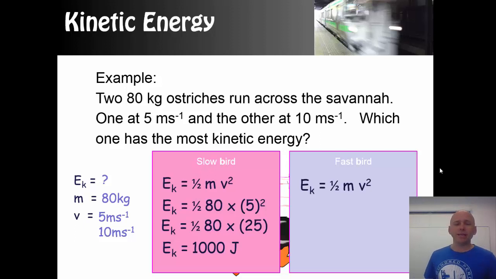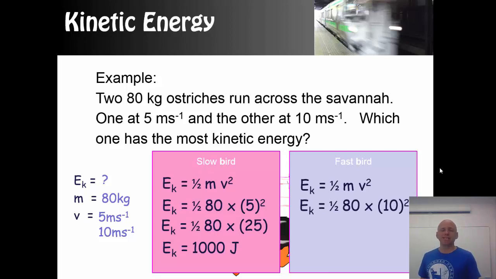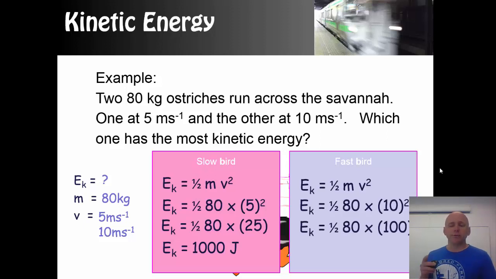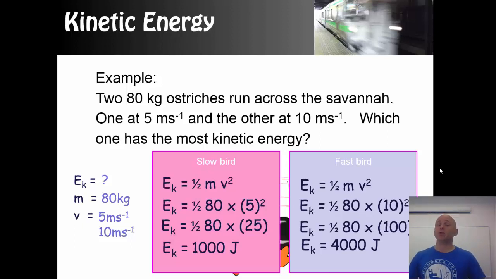We use our formula, EK equals 1/2 mv squared. Put in our numbers, and you can see we've got 10 meters per second in there, and we're squaring it. So that's 100. EK equals 1/2 times 80 times 100, and you can see 4,000 joules. That's not twice as much as the slow bird has, but 4 times the kinetic energy of the slow bird. So if you double the speed, you quadruple the kinetic energy, and that's because in the formula you square the speed.